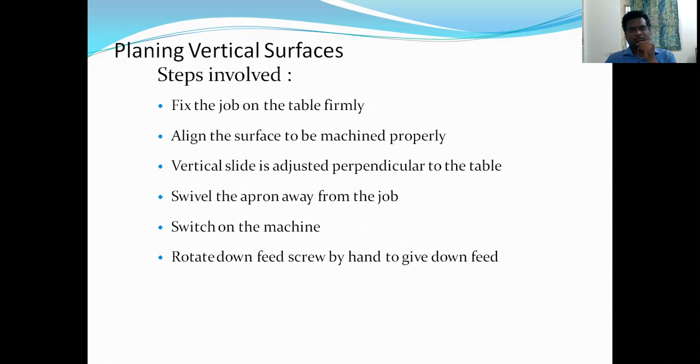Align the surface to be machined properly. Vertical slide is adjusted perpendicular to the table. Swivel the apron away from the job. Switch on the machine. Rotate down feed screw by hand to give down feed. So here also, fix the job on the table only. Align the surface to be machined properly. Vertical slide is adjusted perpendicular to the table. Swivel the apron away from the job. Switch on the machine. Rotate down feed screw by hand to give down feed.